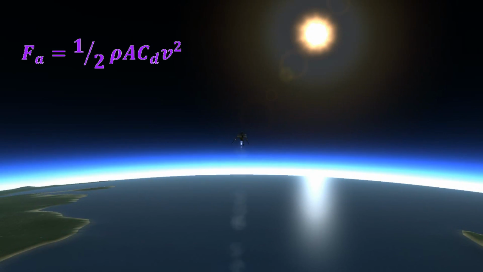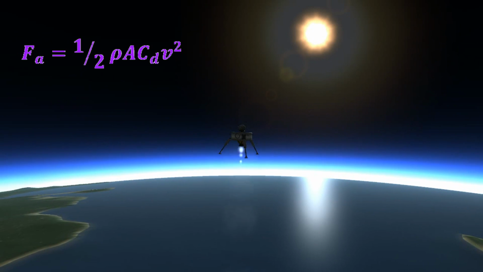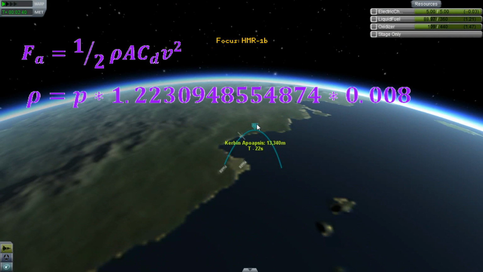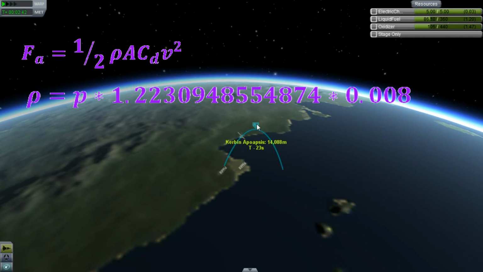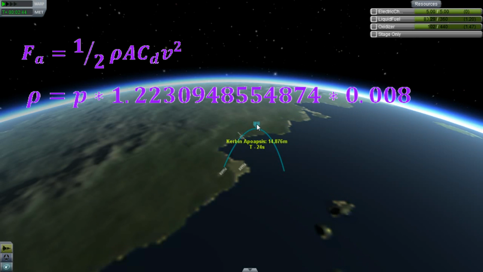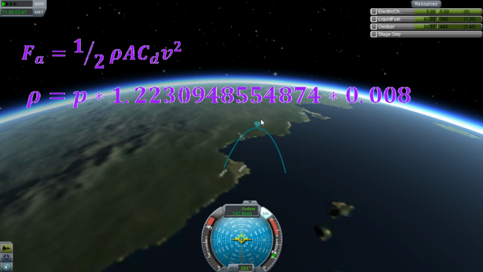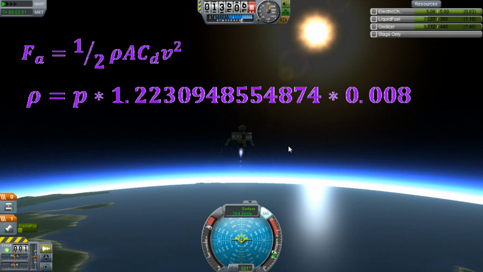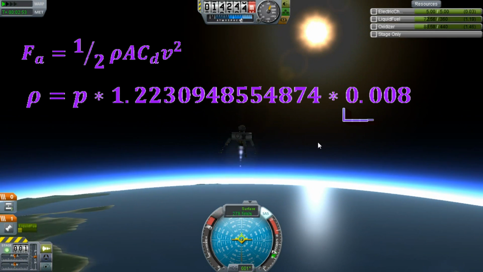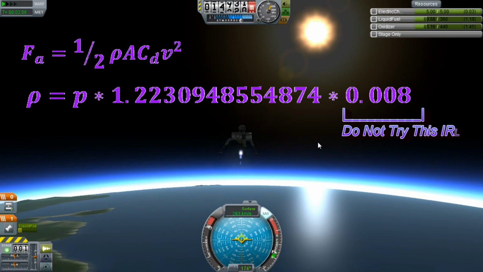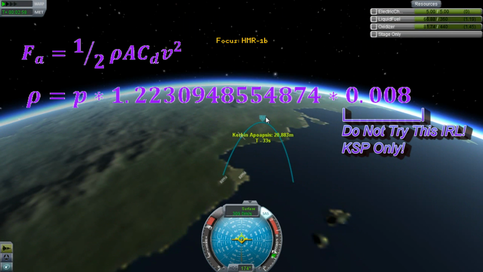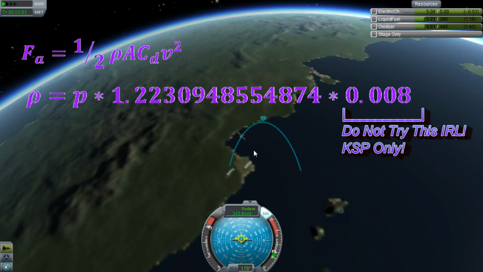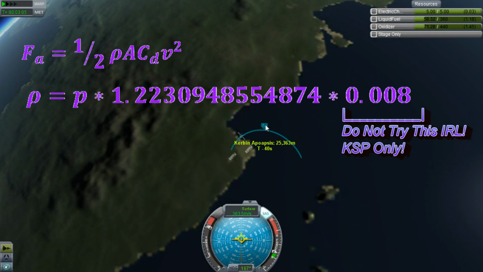Now for KSP and KSP only, there's this equation for rho, the density, equal to P, the pressure at a given altitude relative to Kerbal standard at sea level, times 1.223, obnoxiously long number, which I think is just the molar weight for standard air, and that's multiplied by 0.008. Now I think this is just a scalar for KSP and KSP only. Wouldn't recommend trying it at home unless you know what it's for. But the indicators from my research seem to be that it's just something that the game does.